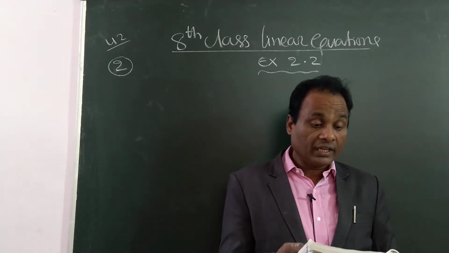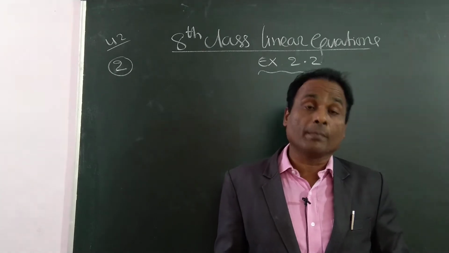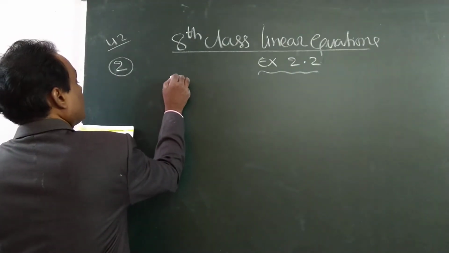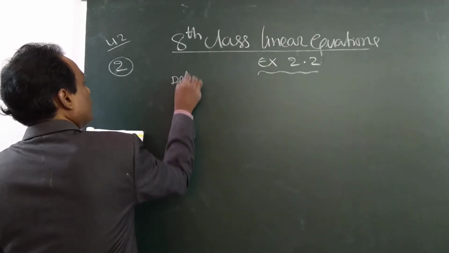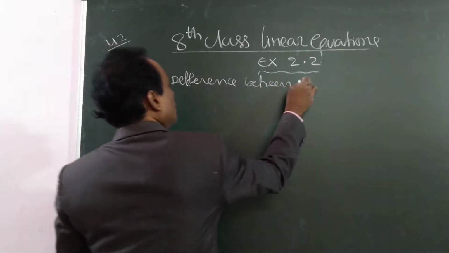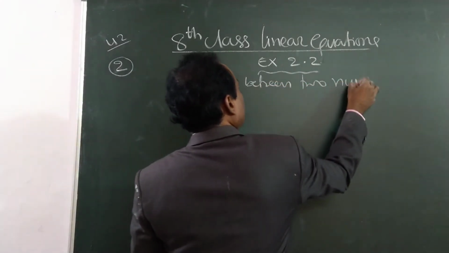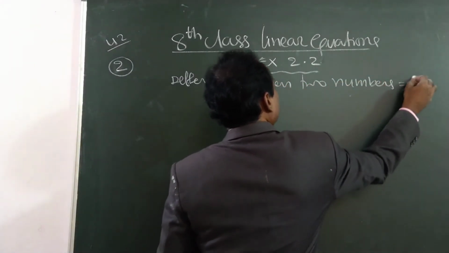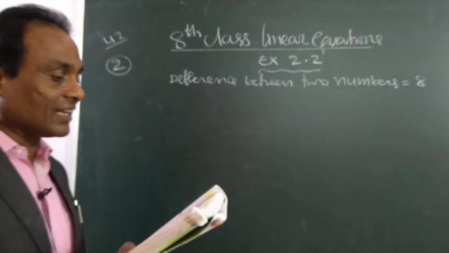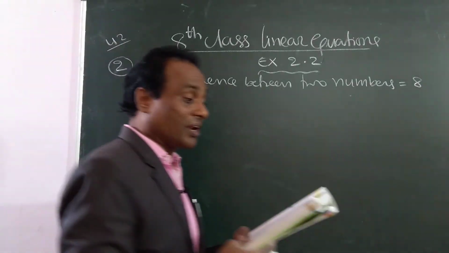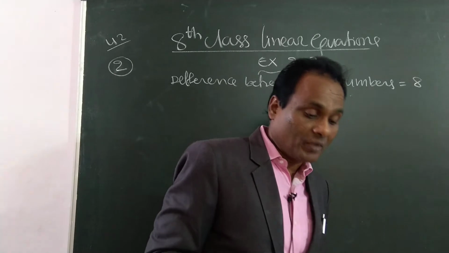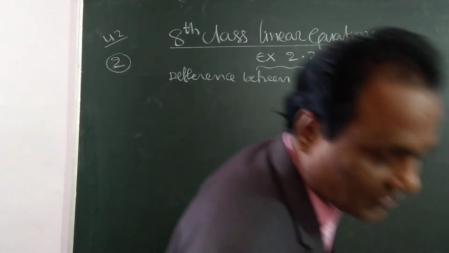Don't write now. The difference between two numbers is 8. That is the question. If 2 is added to the bigger number, the result will be 3 times the smaller number. Find the numbers.